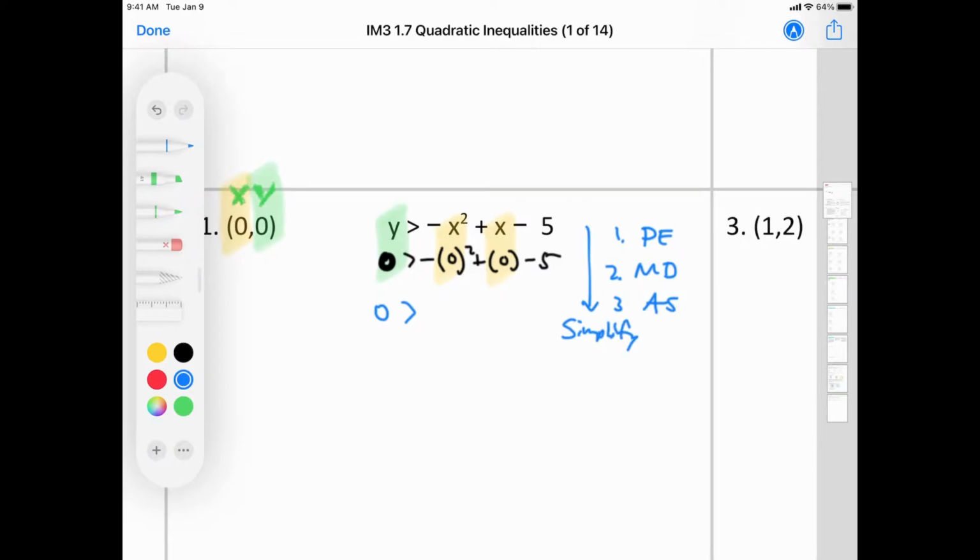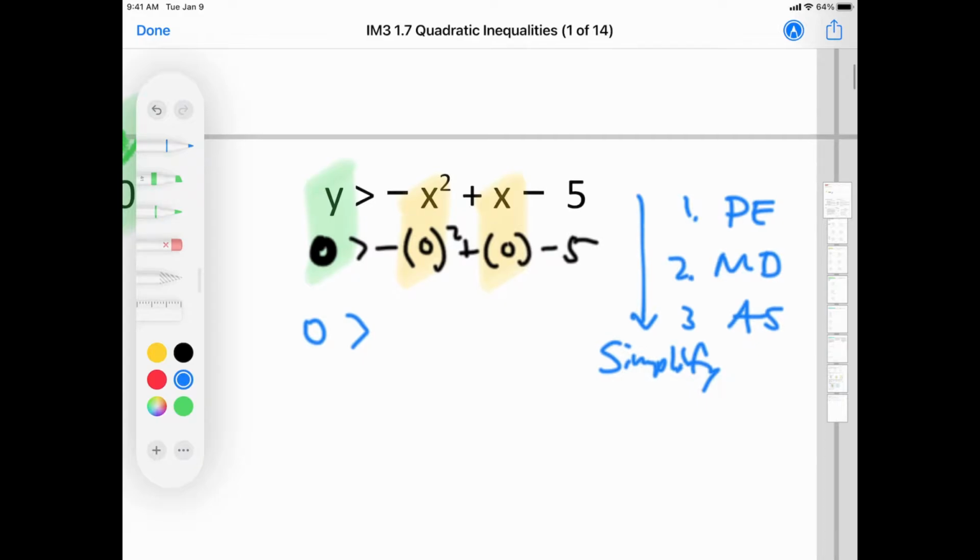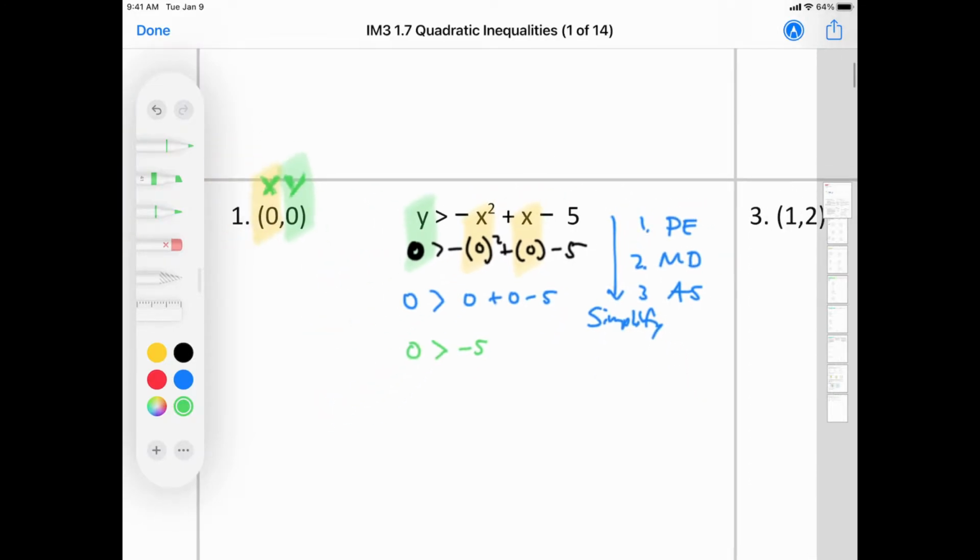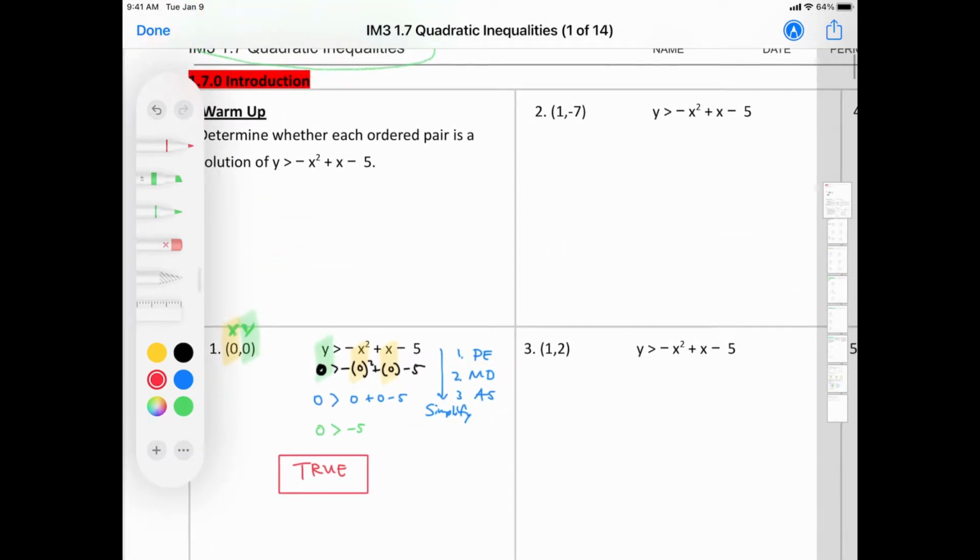So we're going to do exponents first. So 0 squared is 0. So opposite of 0 is 0. And 0 plus 0 is negative 5. So I have this inequality here. 0 is bigger than negative 5. Is this true or false? This would be true. 0 is bigger than any negative number. All right, question number 2.